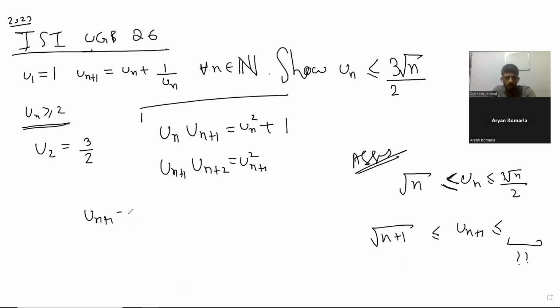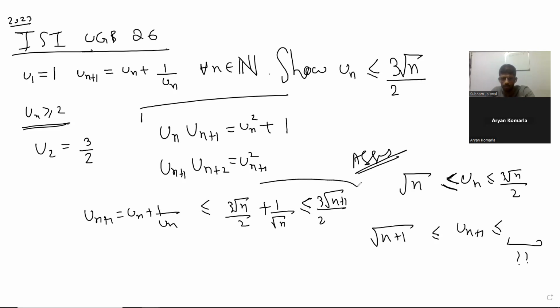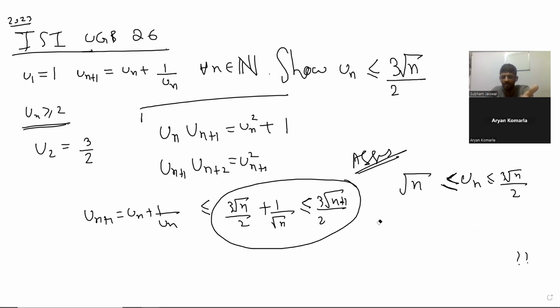So un plus 1 is equal to un. Just use it in the other way. So un is less than, let's see if it's correct, and un is bigger than root n. So 1 by un is less than 1 by root n. Correct. Now we need to show this. This is the main thing. It's better than earlier, when we were putting half there, and this is in terms of n too.